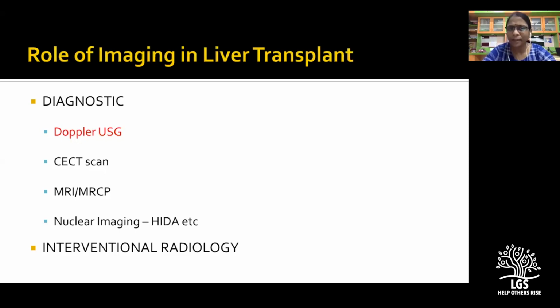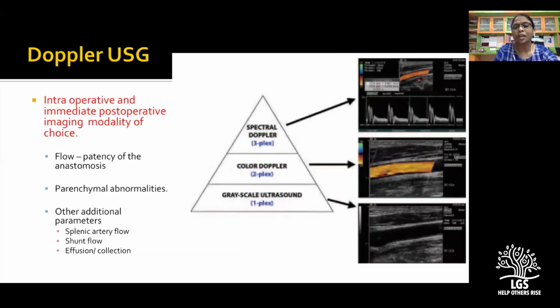The role of MRI in the immediate postoperative period is very minimal. However, for delayed biliary and vascular complications, we use MRI. We do MRCP, MR angiography, or MR venogram depending upon the clinical need. The role of nuclear imaging is very important in the setting of an appalt, which I will discuss in the coming slides. And whenever intervention is needed, interventional radiology comes into play. Since Doppler is the primary modality in the immediate intraoperative as well as the postoperative period, we should know some basics about the Doppler.